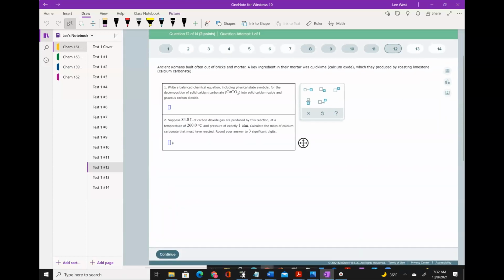So it says, Ancient Romans built often out of bricks and mortar. Okay, so they often built stuff out of bricks and mortar. A key ingredient in their mortar was quicklime, which is calcium oxide, which they produced by roasting limestone, which is calcium carbonate. So I want to get clear on this. Calcium is in group 2A, so it's 2+. Oxygen is in group 6A, so it's 2-. So calcium oxide is CaO.